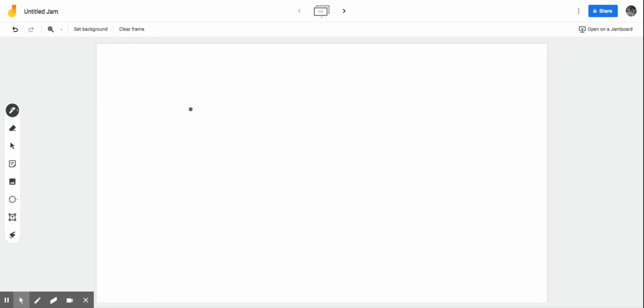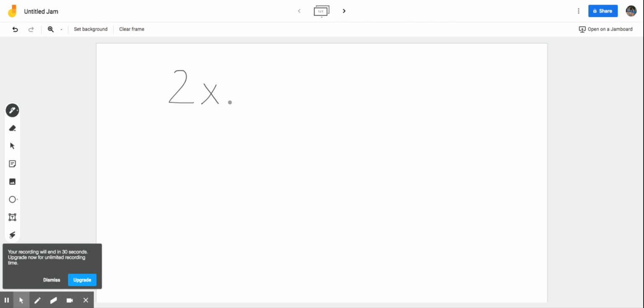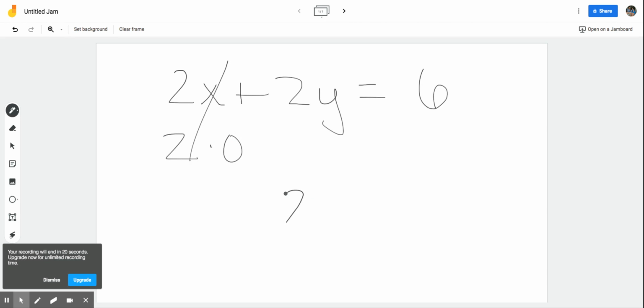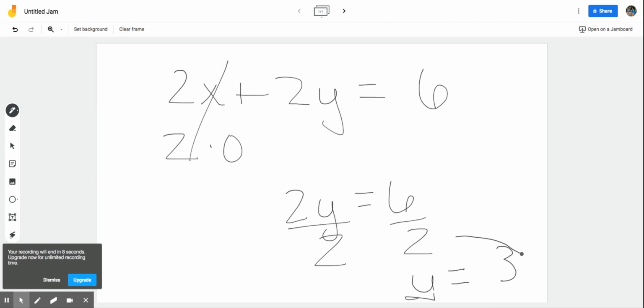So let's do another example. Let's say that we have 2x plus 2y equals 6. If I want to solve for y, I'm going to make this 0. So 2 times 0. 2y equals 6, divide by 2, and y equals, it looks crazy, y equals 3. So that would be my y-intercept.